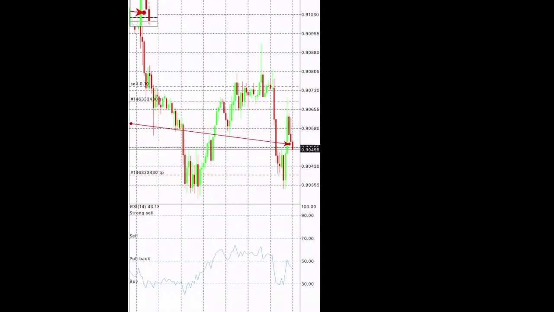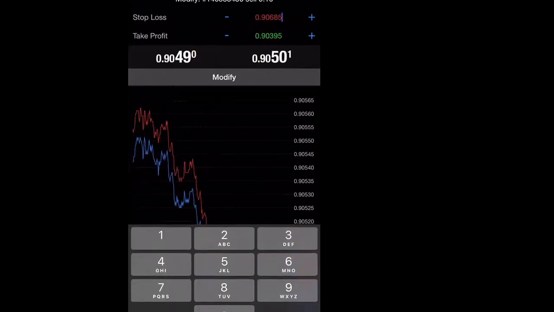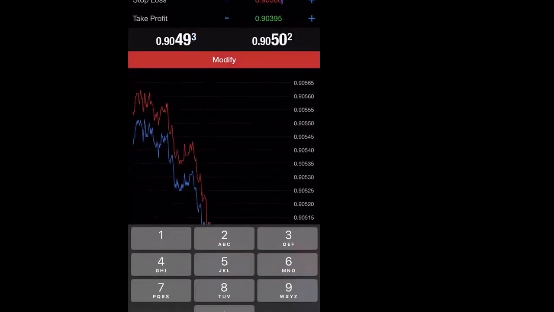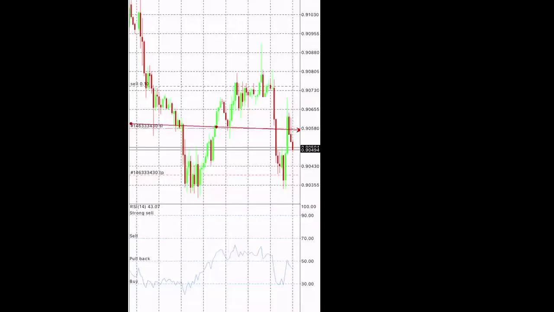So this market is currently right here. What I'm going to do is move my stop loss down even lower, right? Let's say I move my stop loss down to right here, 90,580. So if I go to my trade, modify, 90,580, and I click on modify, boom. Let's go back to my chart. Now look at where my stop loss is, y'all.